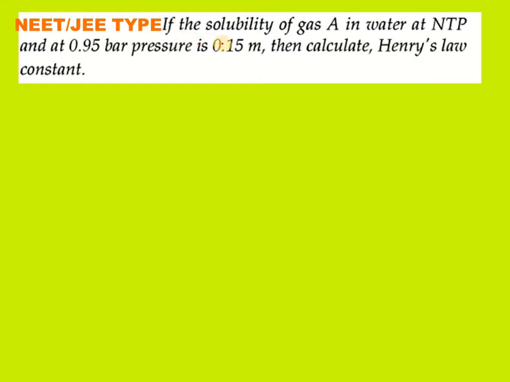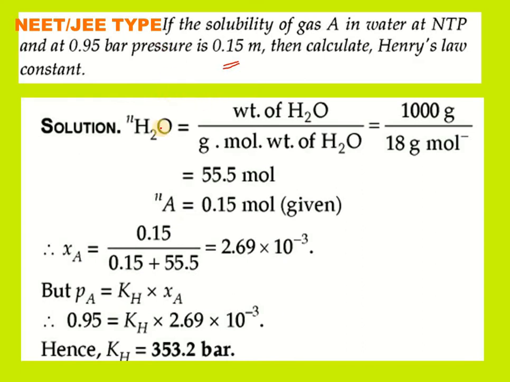See the next question. If the solubility of a gas A in water at NTP at 0.95 bar pressure is 0.15 molality, then calculate Henry's constant. 0.15 means the number of moles of this gas, and 0.95 bar is the partial pressure of the gas. We have to find Henry's constant Kh.